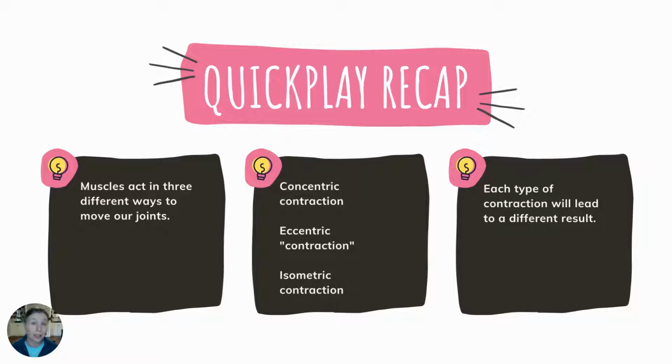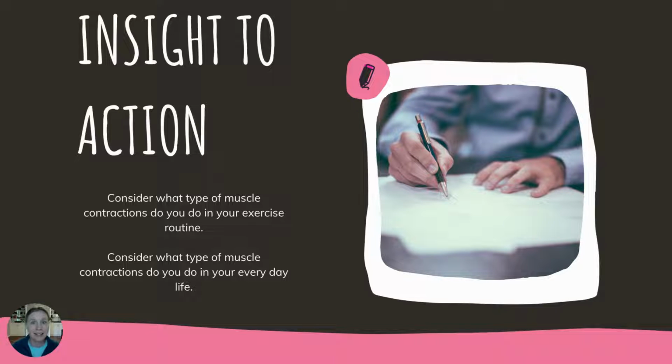Finally, these three different types of muscle actions, if we apply them to our exercise, they're going to provide different results. So as you can imagine, when we put a different type of stimulus on our muscle tissue, that's going to result in different outcomes. So insight to action, this is what I want you to think about now, is where in your exercise routine do these different types of muscle actions, whether it be contraction or lengthening, show up in your exercise routine?